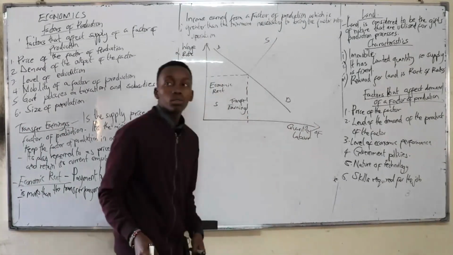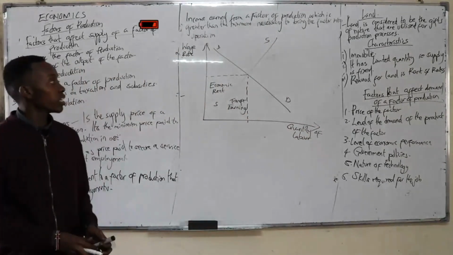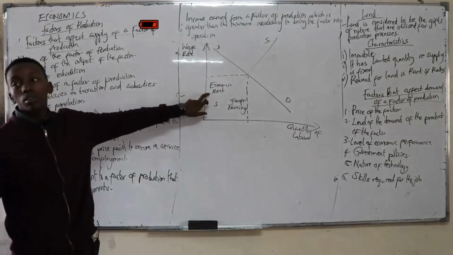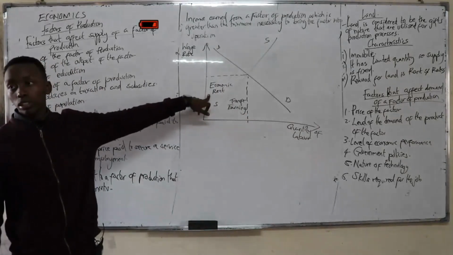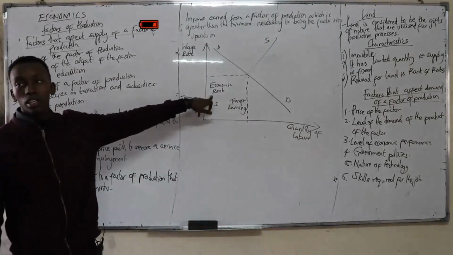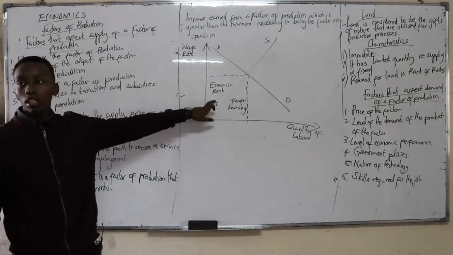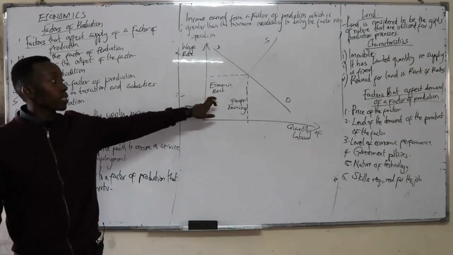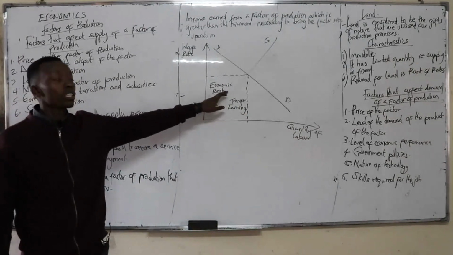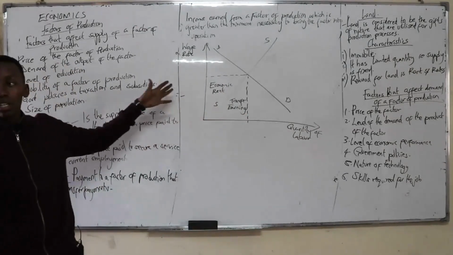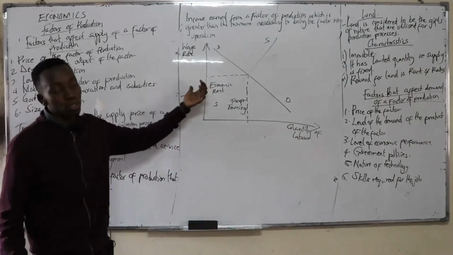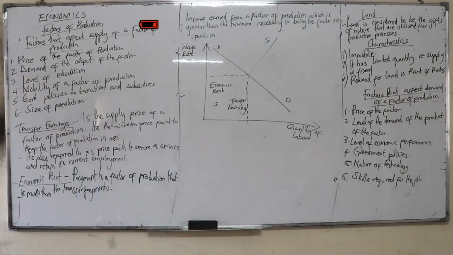So this area is also called what? Is it consumer or producer? Producer. Economic rent is also called producer surplus. That is the whole concept in this case.